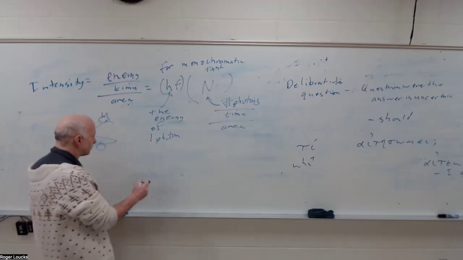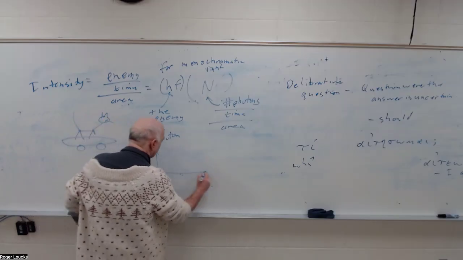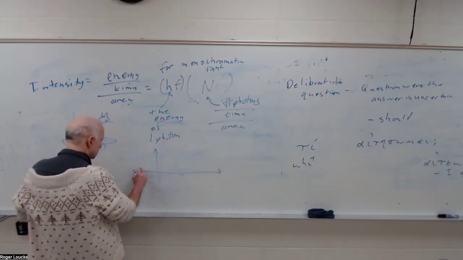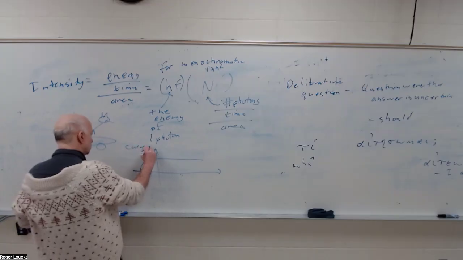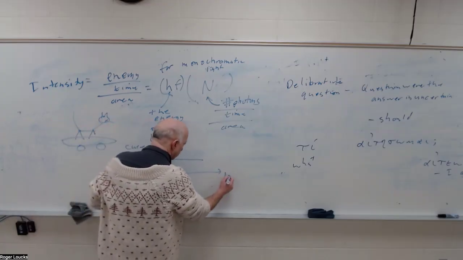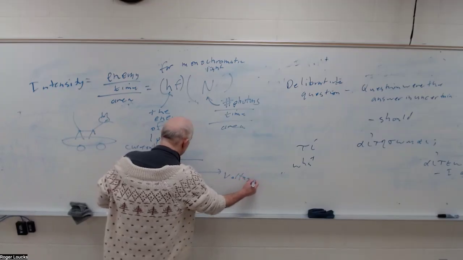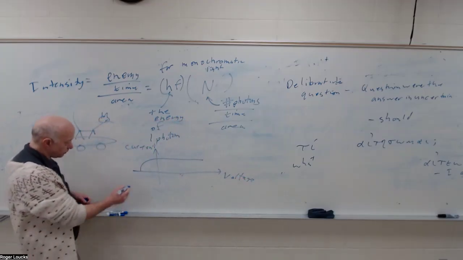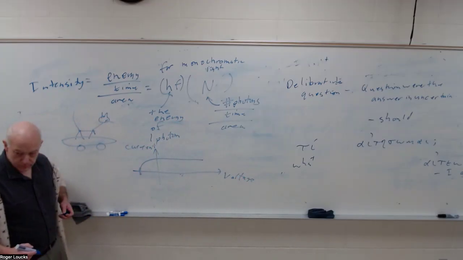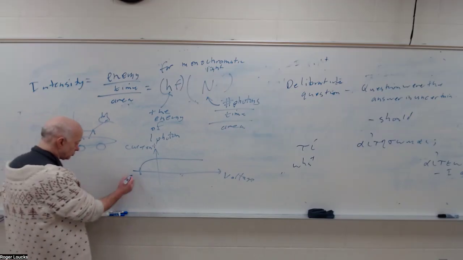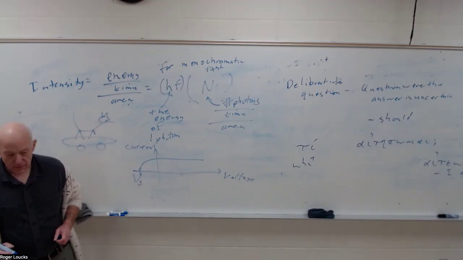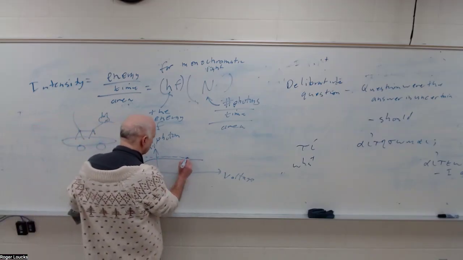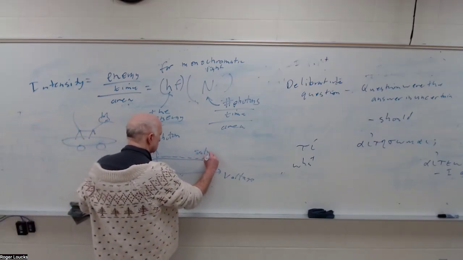Now, when we do our experiment for the photoelectric effect, we plot the current versus the voltage. What do we call this point here? That's your stopping potential, V sub S. And this part where it flattens out is called the saturation. So this part right here is your saturation current.